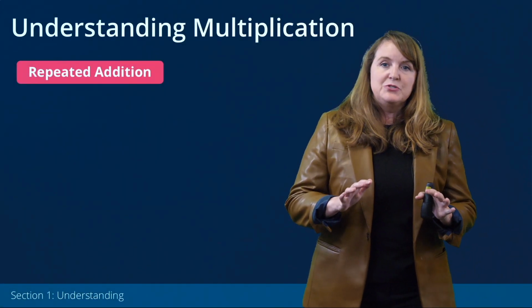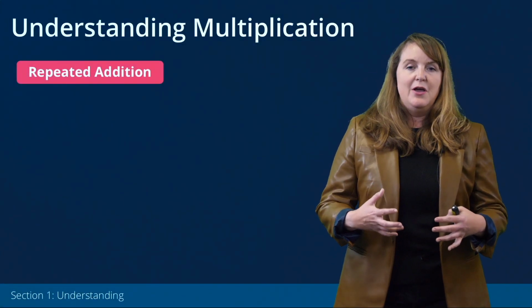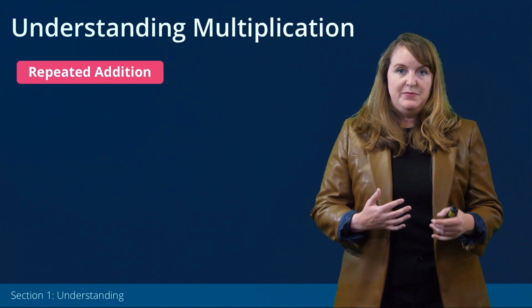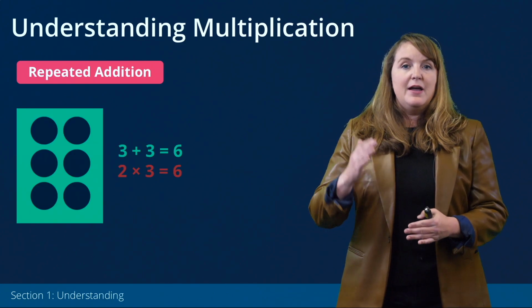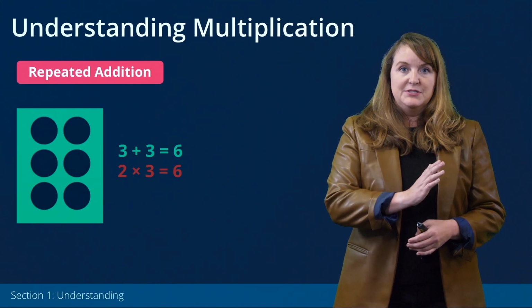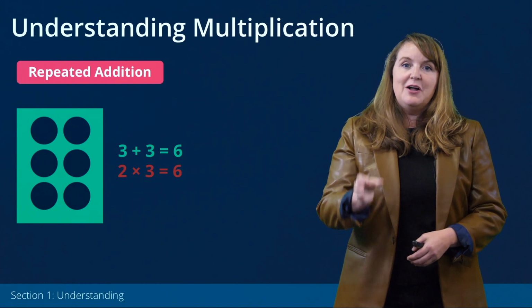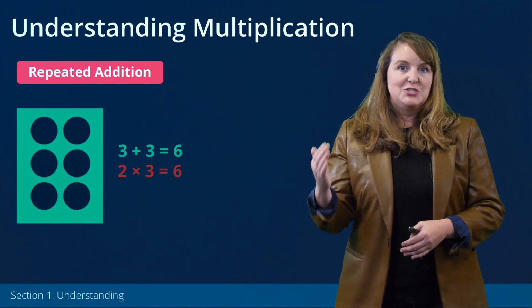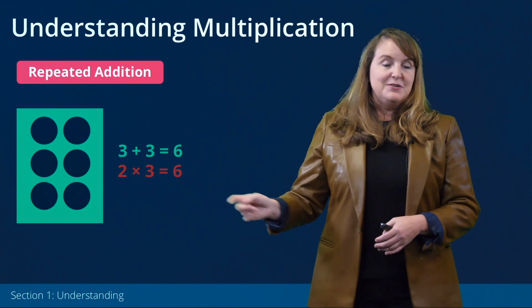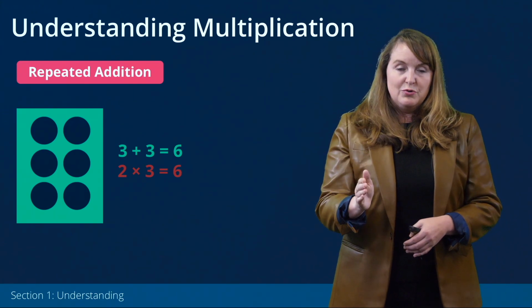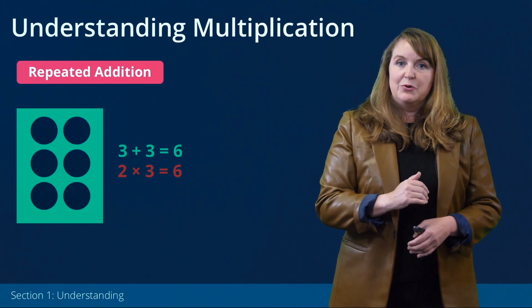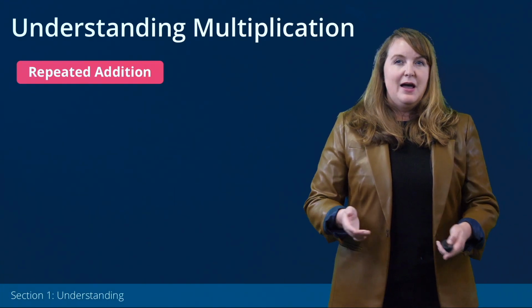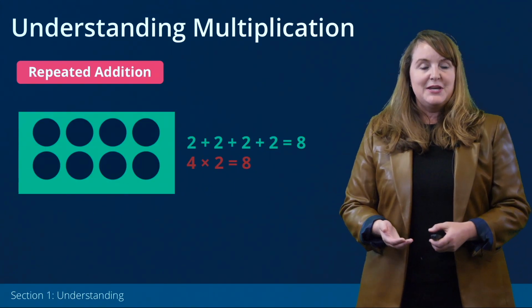So as we help students understand multiplication, another way that we can do that is focusing on repeated addition. So here in this example, I have 3 plus 3 equals 6. I have 3 circles in the first column and 3 circles in the second column. But I don't always have to think about that as 3 plus 3. I can also think about this as that I have 2 groups with 3 in each group, so 2 times 3 equals 6.